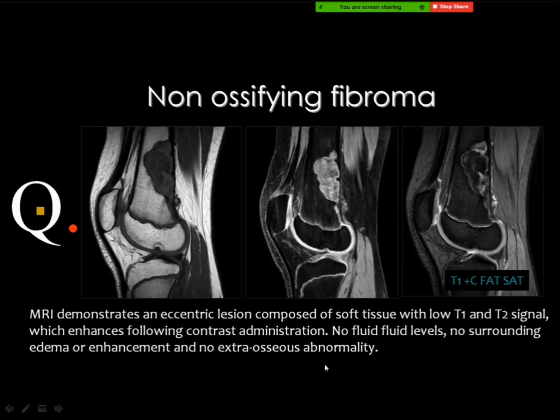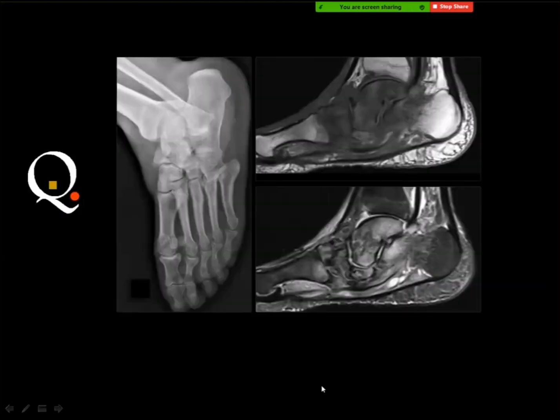Actually, the diagnosis of fibrous lesions by MRI is very difficult. Since you suppose that this is a fibrous tumor, it should show low signal in T2 also, and it does not enhance. But there are extreme variabilities in the fibrous lesions by MRI. They are easily diagnosed by X-ray and CT, but you may have some difficulties diagnosing this by MRI.